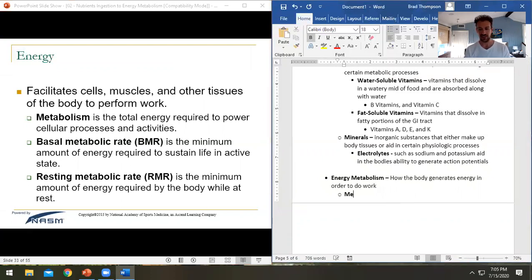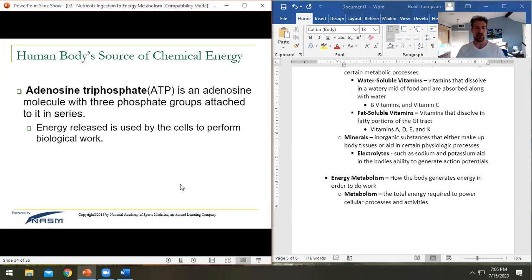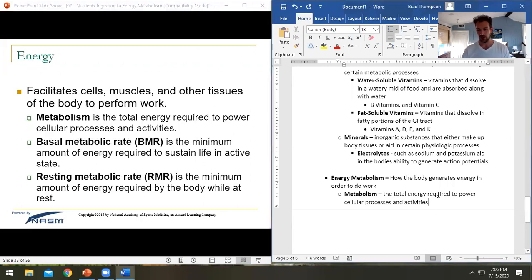So really quickly, metabolism. In the past, we've said it's any and all chemical reactions in the body. That is still true, but another definition for it is the total energy required to power cellular processes and activities, right? So we do have a different definition here. It's the total amount of energy required. So we need to break down how we label metabolism in two key ways here. Do you have a fast metabolism or do you have a slow metabolism?